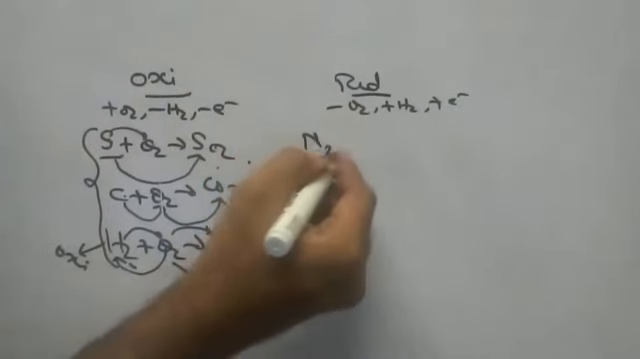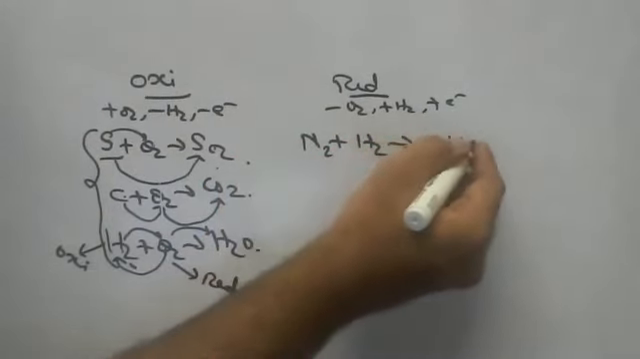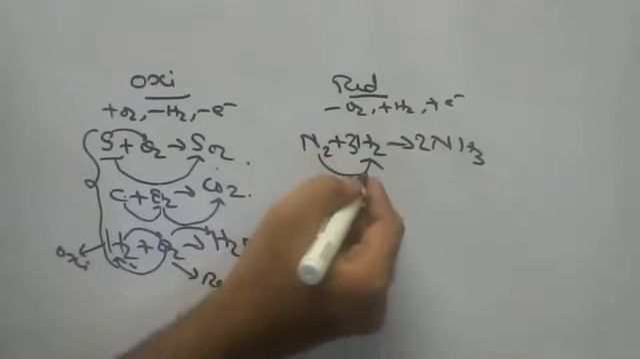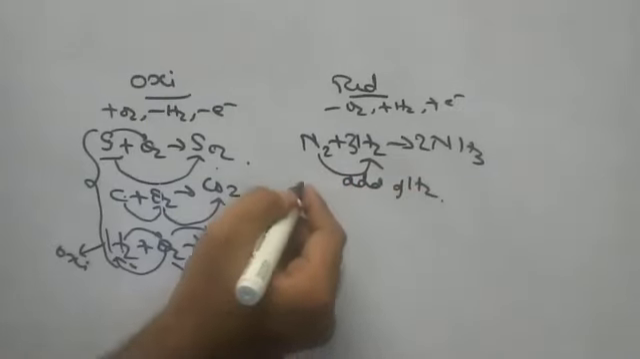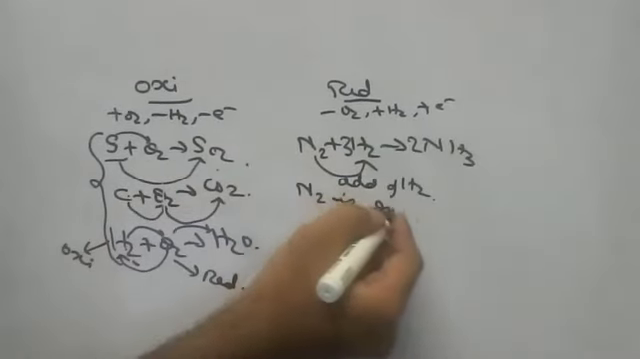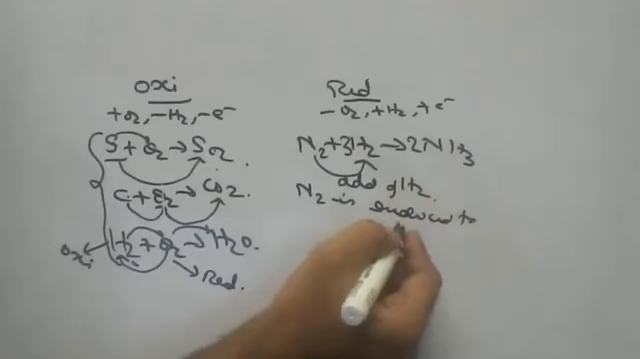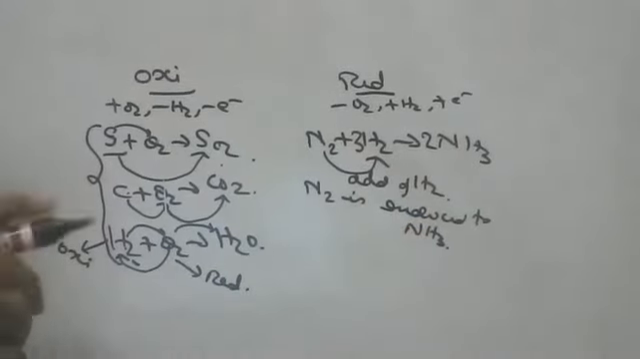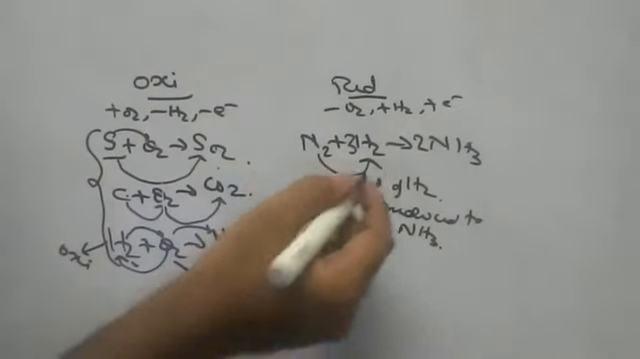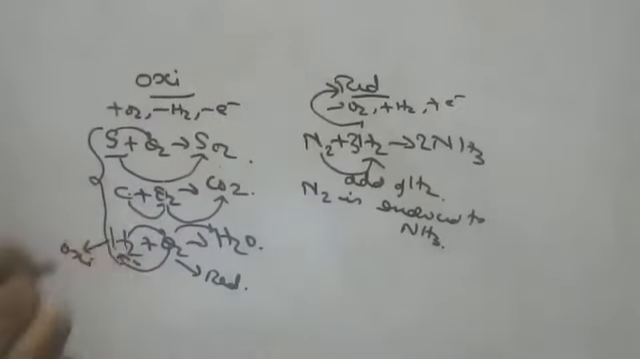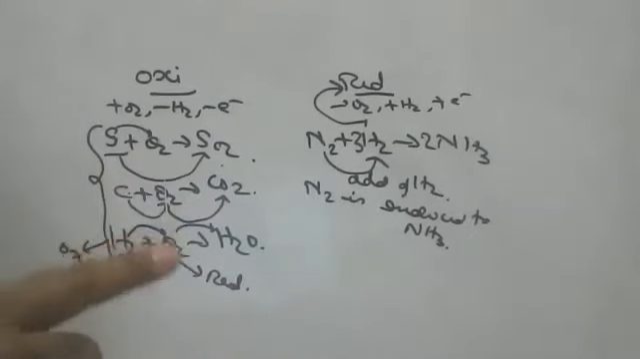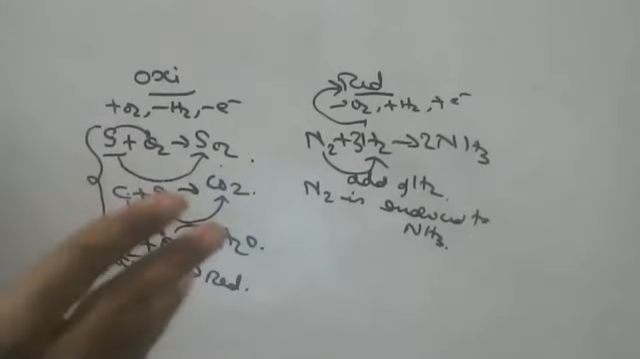Reduction: N2 plus H2 gives NH3, ammonia. Addition of hydrogen, so nitrogen is reduced to ammonia. Addition of hydrogen is called reduction. There are so many reactions where oxidation and reduction both take place. That type of reactions are called redox reactions, that I will see in another class.